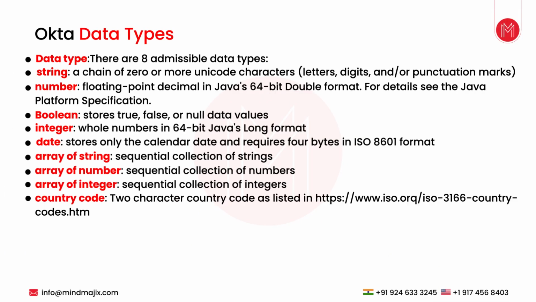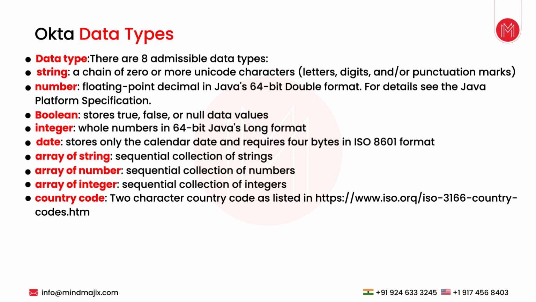There are 8 admissible data types provided by Okta. First of all, we have a string. It's a chain of 0 or more Unicode characters. String is something which we all know, right? It can comprise your letters, digits, punctuation marks and so on. It could include your alphanumeric characters. Anything which you want to combine can be considered a string.